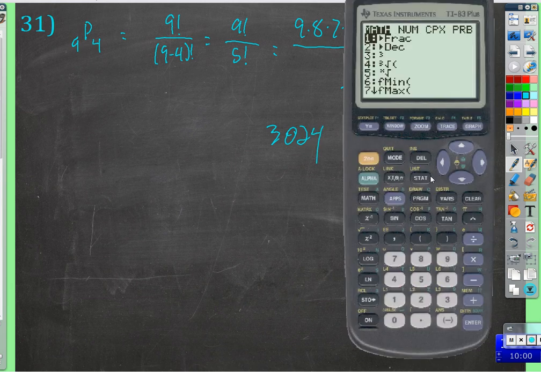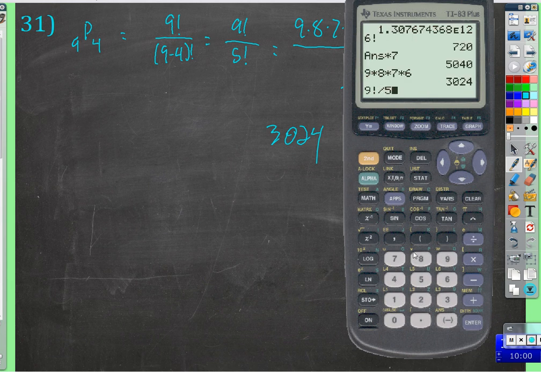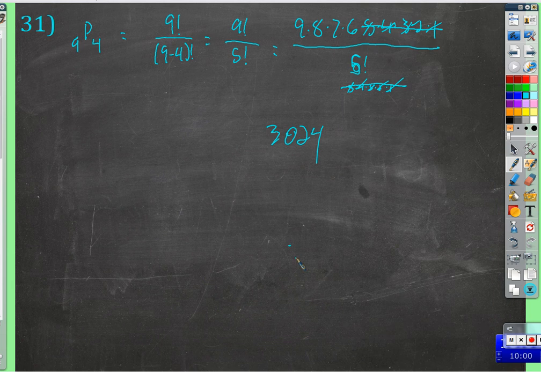Or your calculator can do this in this way. 9 factorial divided by 5 factorial. That's going to be 3,024. Or you hit 9, you go over to math again, same menu, but there is the nPr. So you just hit 9. 9 is going to be n. r is going to be whatever we put in here afterwards, so we put a 4. And again, it's 3,024.